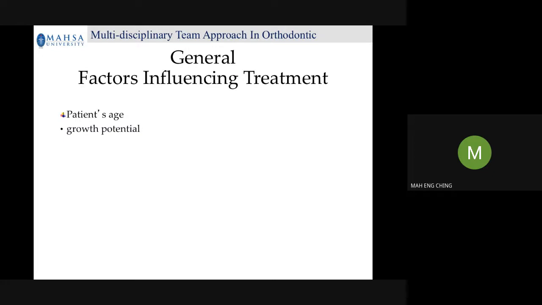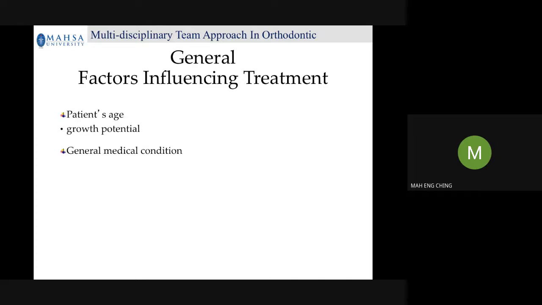Then growth potential. This one I think we discussed before. Growth is a very important factor in orthodontic treatment. If the patient is still growing, there is more you can do. You can do some jaw modification or growth modification. Once the patient stops growing, then when it comes to a severe case, you need surgery. So growth potential is very important. If the patient is still growing, usually the teeth will move a bit faster compared to the adult, who has stopped growing. So we always tell the adult that the teeth will move a bit slower compared to teenagers.